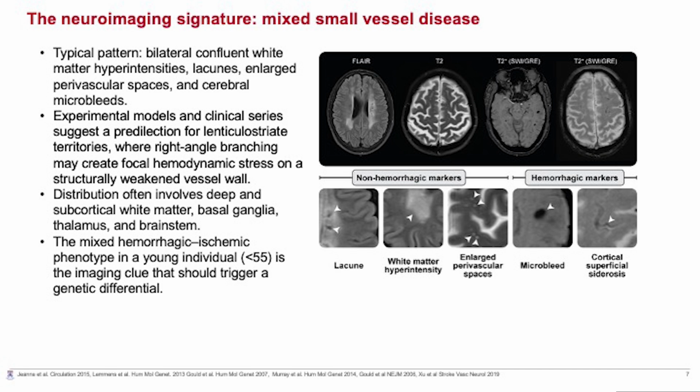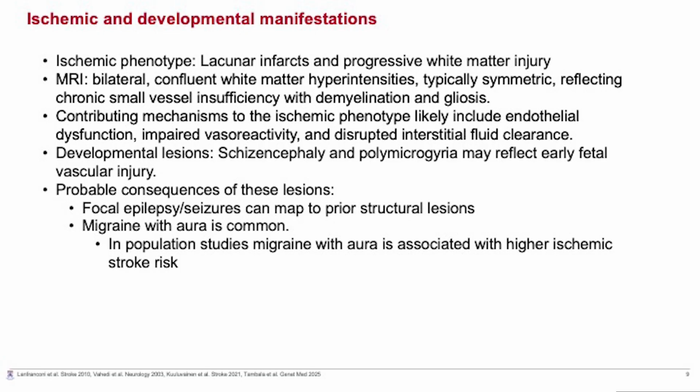So again, these are deeper territories where the vessels have a right angle branch that creates extra stress on an already structurally weakened vessel wall from the disease itself. And then the distribution often involves deep and subcortical white matter, basal ganglia, thalamus, brainstem, all those deep structures within the brain. So this mixed phenotype, the bleeding and the potential clotting or lacunar damage that we see in a younger individual, is an imaging clue that really should trigger thinking about a genetic differential.